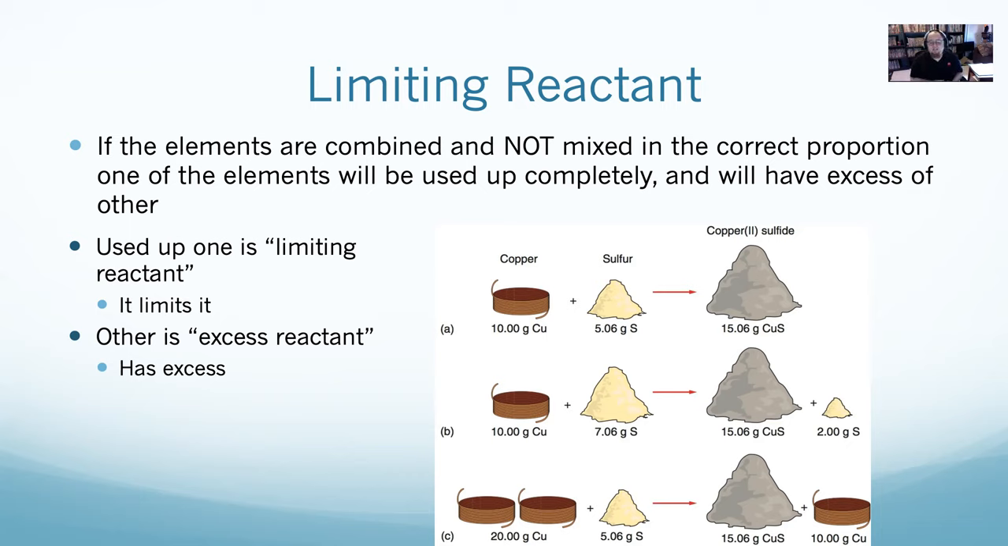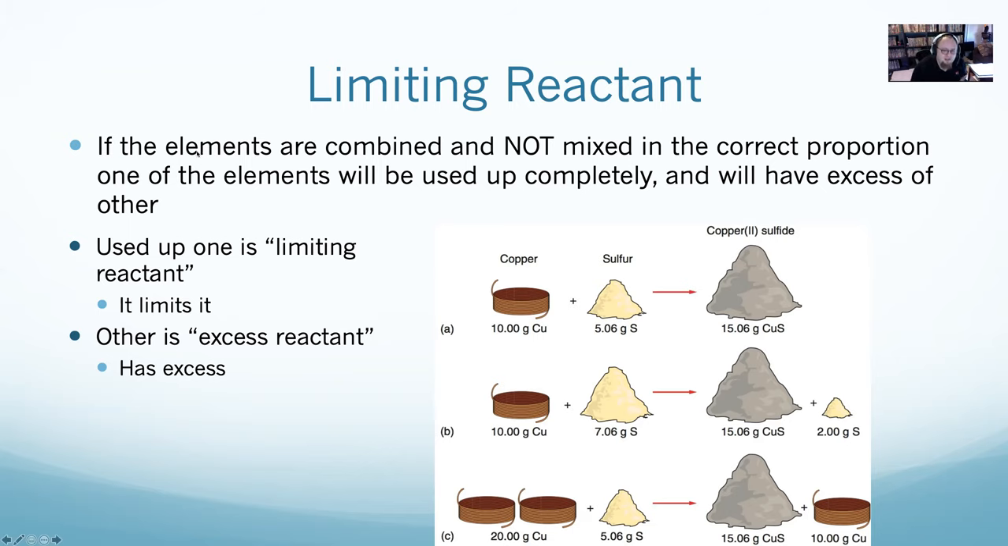Now, if I instead took 5.06 grams of sulfur and extra copper, I still end up with the same amount of copper sulfide, but I end up with extra copper. That in any reaction, the mass ratio will always be the same in the product. So something will always run out first. Okay. Any questions though?